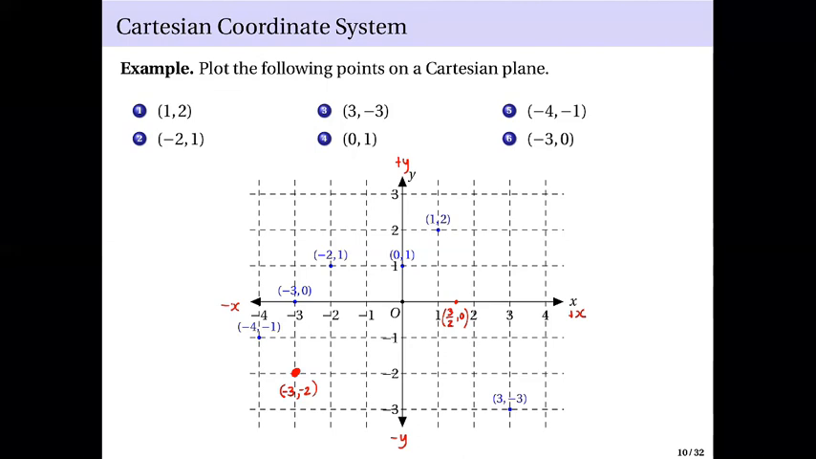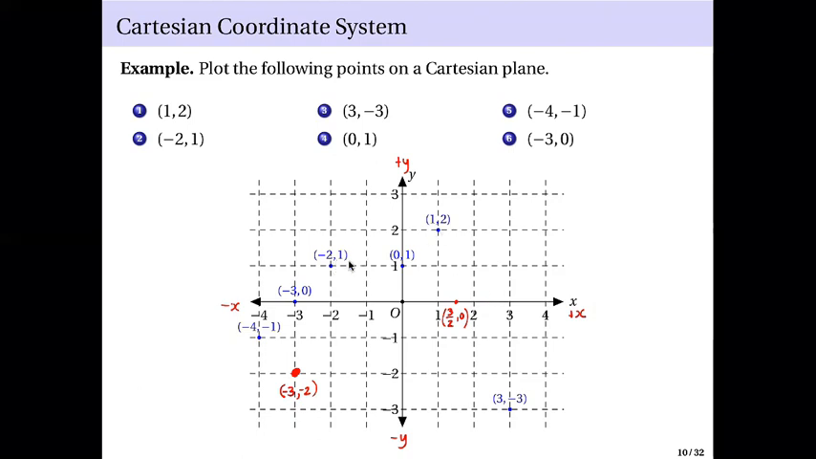Okay, we can now identify points on the plane. We can now give names to them. And if we have a name, we mean we have an ordered pair. So our next topic is, what if we are given 2 points?